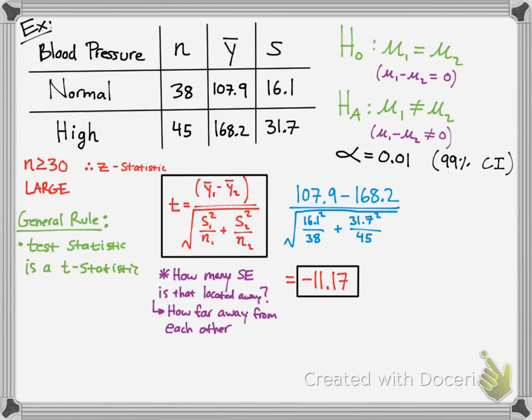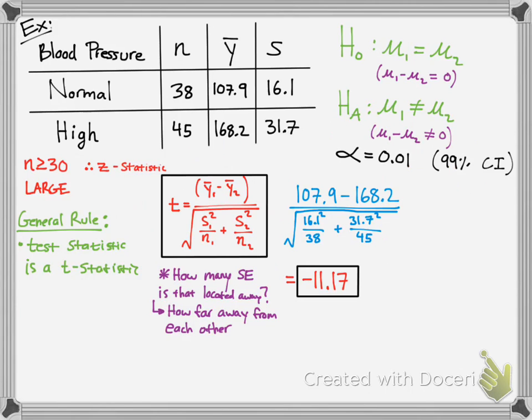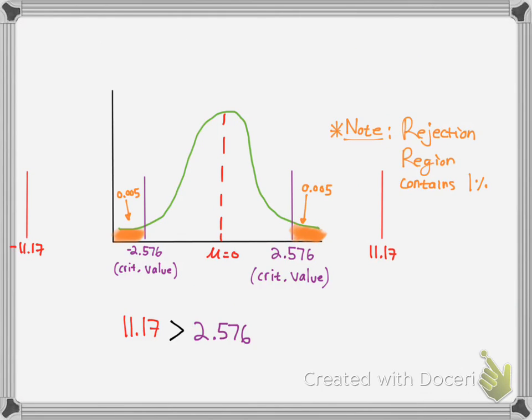Now, we're going to see how that looks on the graph here. Negative 11.7 would be way out here, and the opposite would be positive 11.7, which is way up on the other end. So the test value that we just found determines if it lies in the rejection region. If we're looking at the positive section here, 11.17 is greater than 2.56. It's in the rejection region.